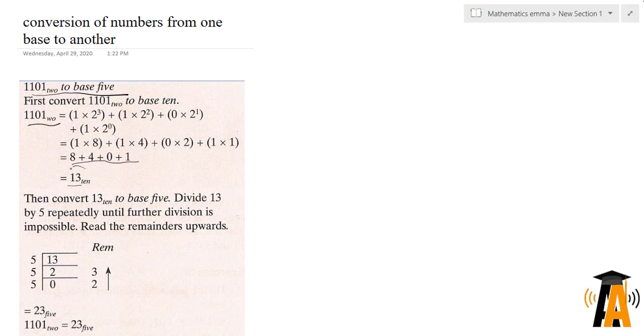So we need to convert this 13 now to the base we want, which is base 5. It's like doing long division. So we divide 13 by 5. 5 goes in 2 times. Now we write down the remainder here. So 5 into 2 cannot go, so it's 0, remainder 2. 5 into 0 cannot go, so we bring down the 2. So we have the arrow going up. So 1101 base 2 will give us the equivalent of 23 in base 5.